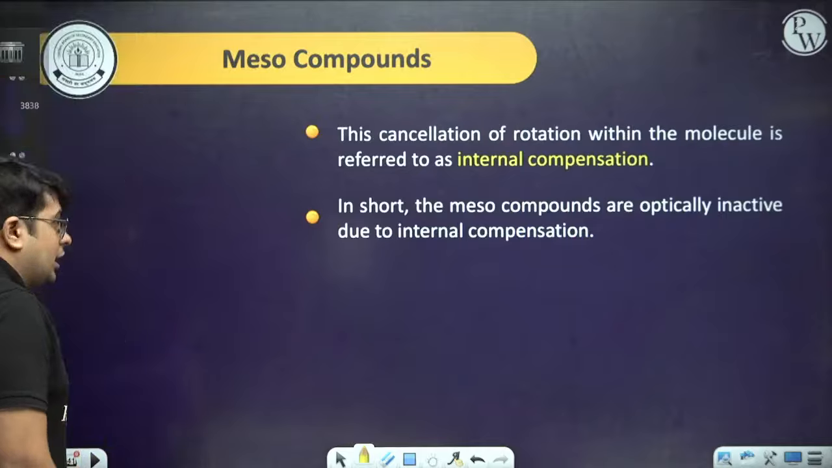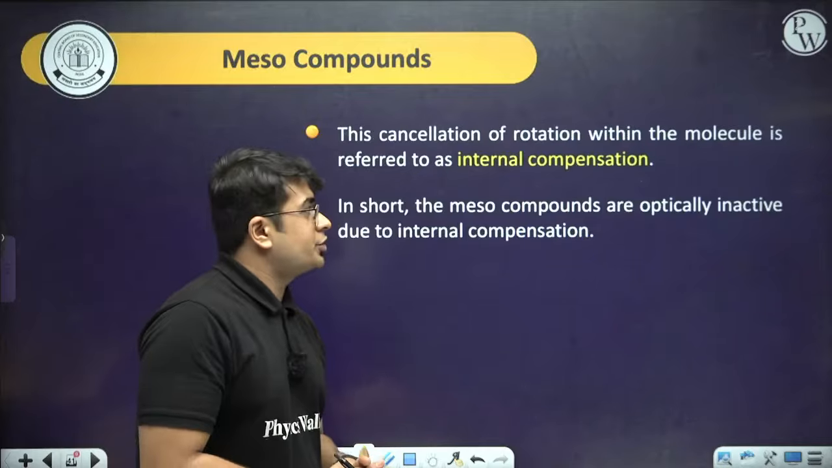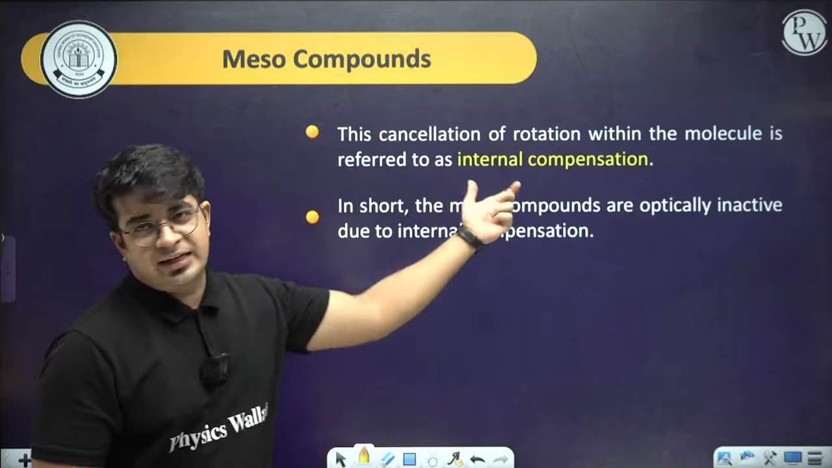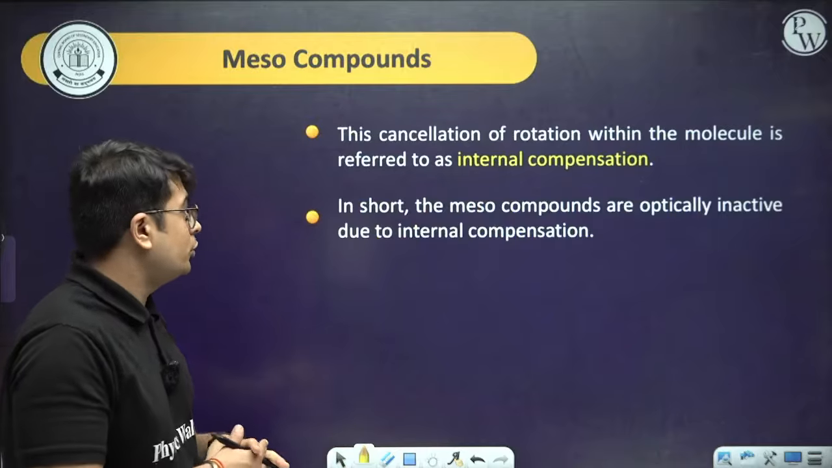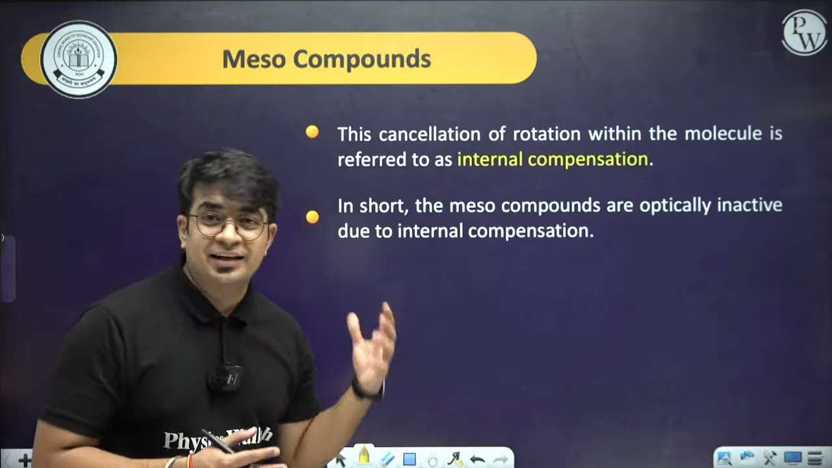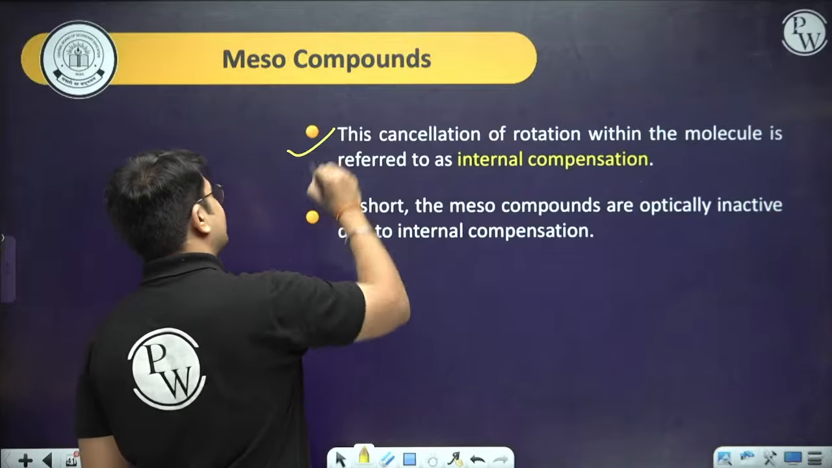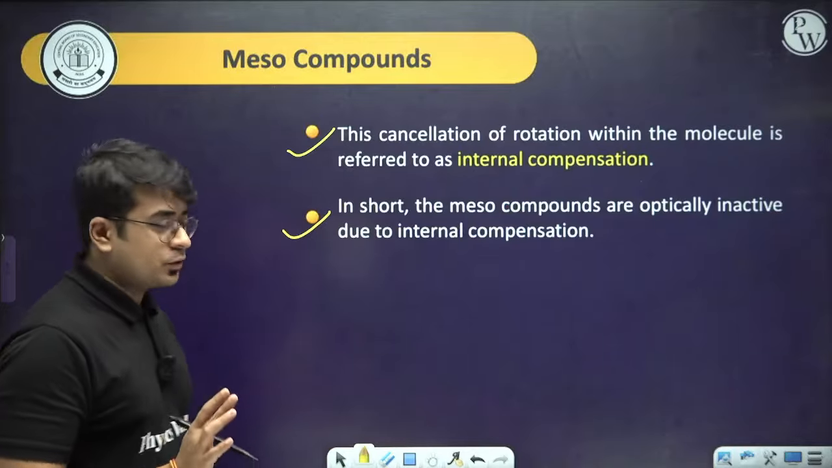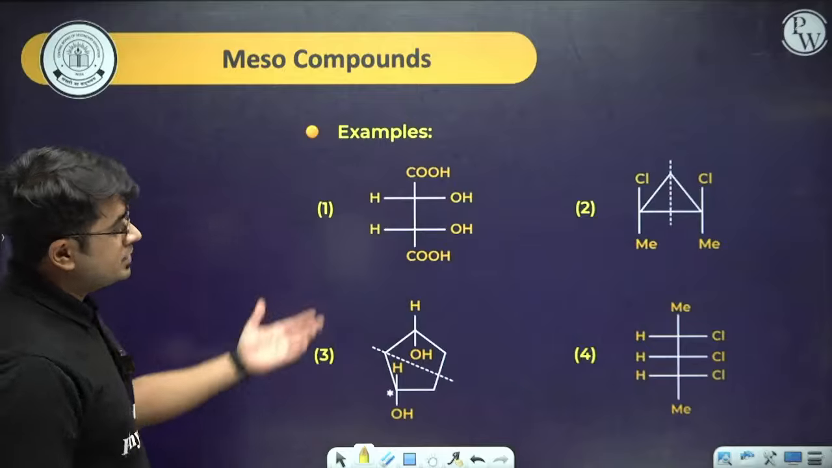Now, the cancellation of the rotation within the molecule is referred to as internal compensation, which I already told you. In short, these meso compounds are optically inactive due to internal compensation. So these two points are now clear to you. Okay. Now you can see certain other examples.